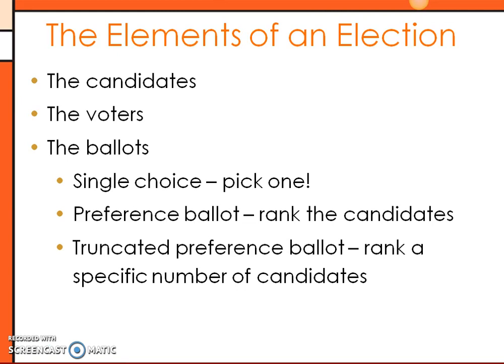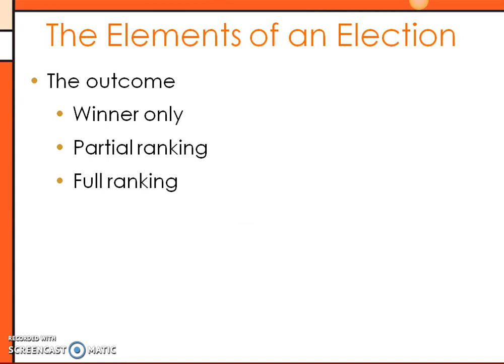When we're talking about people, the candidates and voters thing seems really obvious. Sometimes if you start talking about voting for different things, then you have to be careful about who's the candidate, what's the thing you're actually voting for. Then the outcome: you can say the winner only, or you could give a full ranking or a partial ranking. So who got first, second, third, fourth, fifth, and so on.